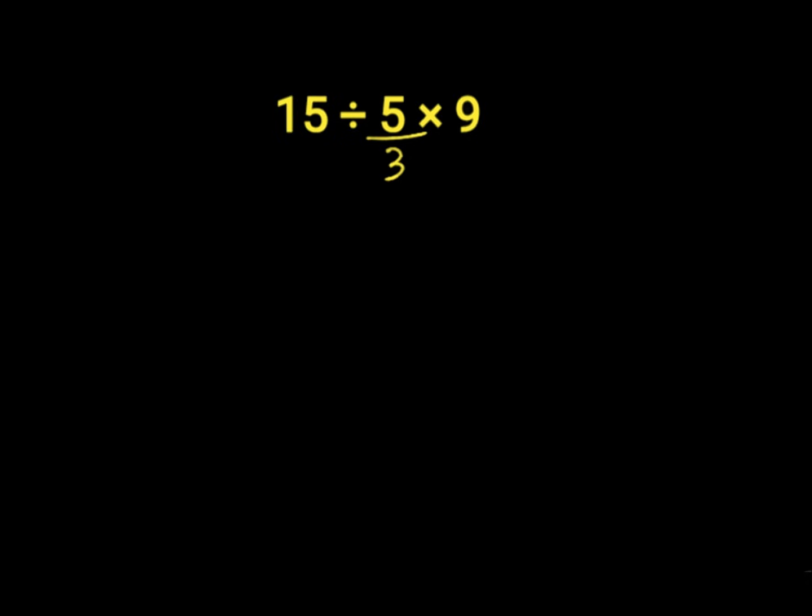First of all, we are going to solve our division, which is 15 divided by 5/3 using KCF. K stands for keep, C stands for change, F stands for flip. We are going to keep 15, change division to multiplication, then flip 5/3 to 3/5 times 9. 5 into here 1, 5 into here 3.